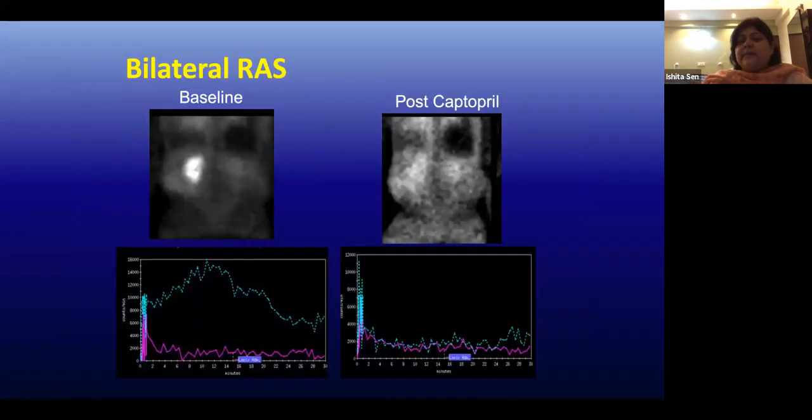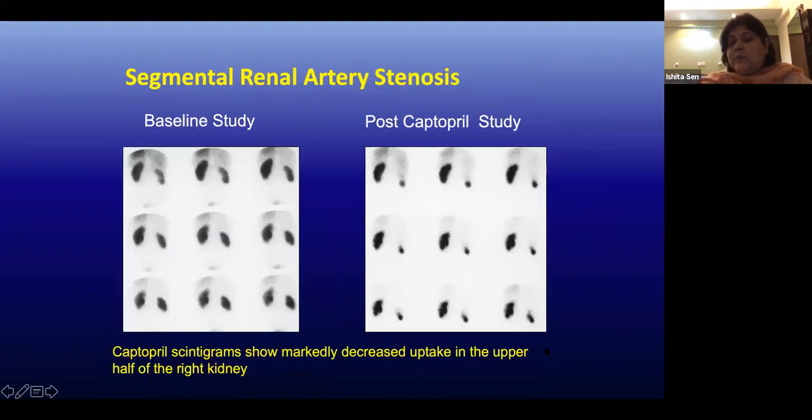So this is again another patient with bilateral renal artery stenosis, and you find on the baseline the right kidney is practically non-functioning, the left kidney is functioning well, and you can see that this is the fairly preserved functioning left kidney, and this is the poor functioning right kidney. And post-captopril, you find both the kidneys are showing a flat renogram pattern.